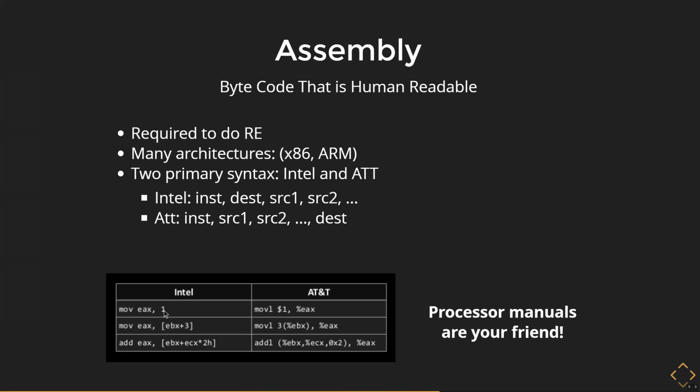So the difference is they're both doing a move instruction, putting 1 into EAX. The difference between AT&T and Intel is that with Intel, you put the destination first, and then any other arguments after. In this case, we only have one argument. We're just moving 1 into EAX.